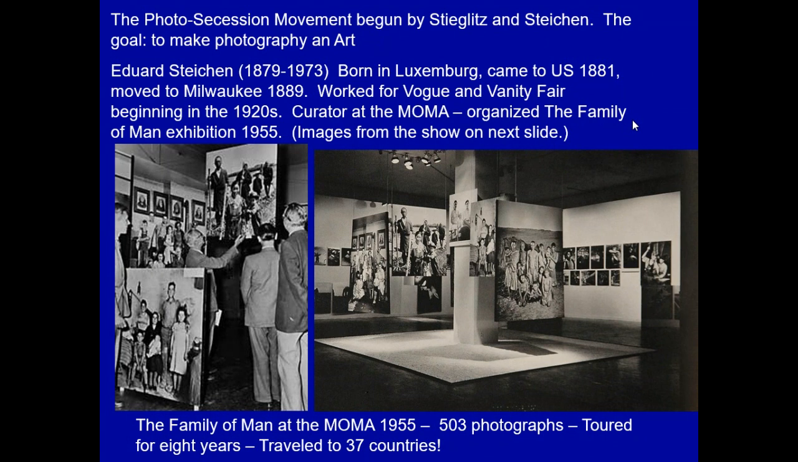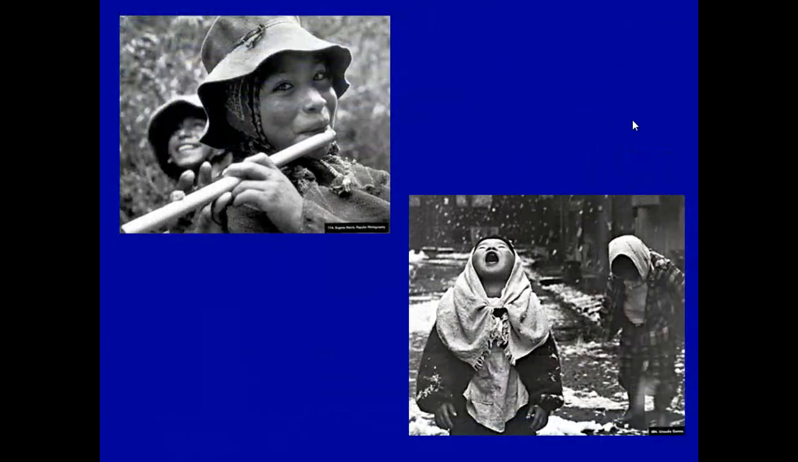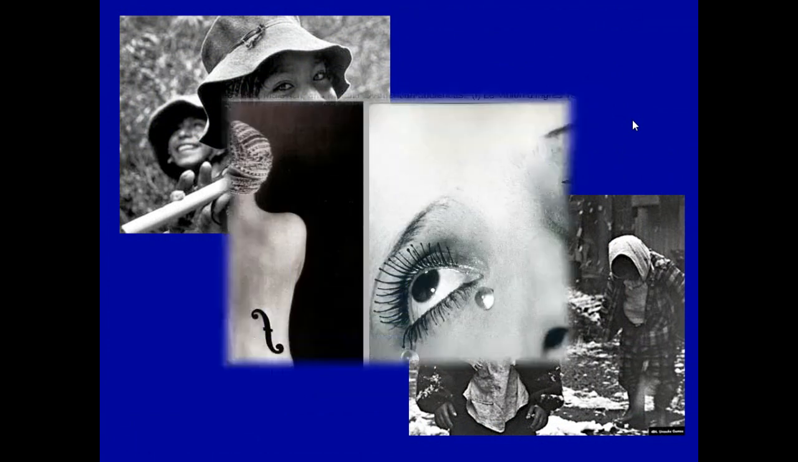In fact, the show was so successful that it went on tour for 8 years, traveling to 37 separate countries. So really, you could look at this as an artistic precursor to some of the civil rights actions of the 1960s and later. You can certainly see that what Steichen later was doing was really showing that what makes us the same is far more powerful than the slight differences between us.